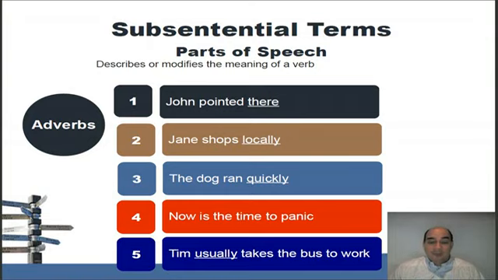Okay. So adverbs describe the verb. Adjectives describe the noun. And so it's describing the verb in terms of direction or locality or manner. Right? Describing the manner of the verb, describing the time or the frequency. Okay.